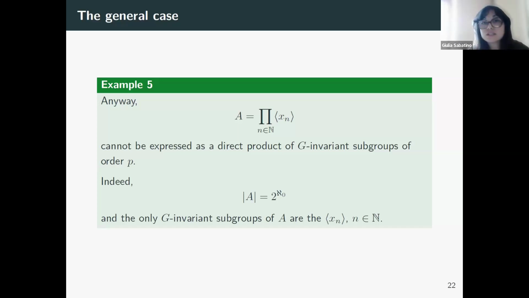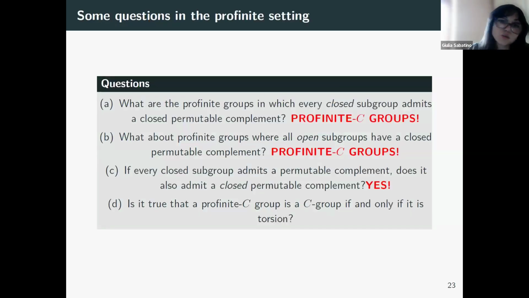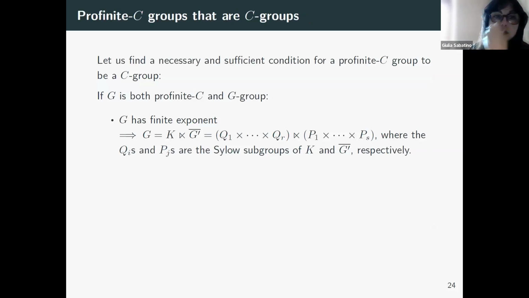So the condition to be torsion is not enough for a profinite C group to be a C group. For this reason, we investigate the behavior. So in general, the answer to this last question is no. And to find a necessary and sufficient condition for a profinite C group to be a C group, we investigated the behavior of profinite C groups which are C groups. And we used this decomposition given by the structure theorem, using the fact that this kind of group has finite exponent because these two factors have finite exponent.